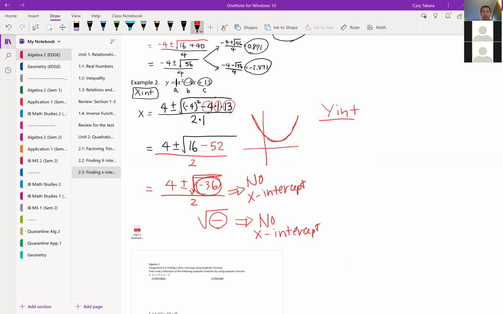What is the y-intercept, guys? Everybody tell me in chat, what's the y-intercept? The y-intercept is going to be, thank you guys, it's going to be 13. Very good.